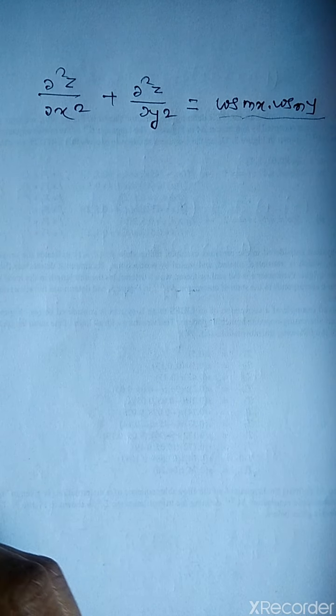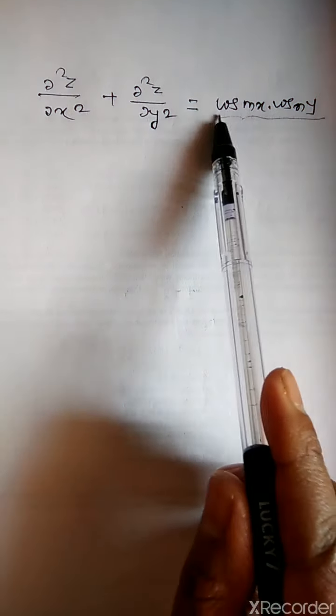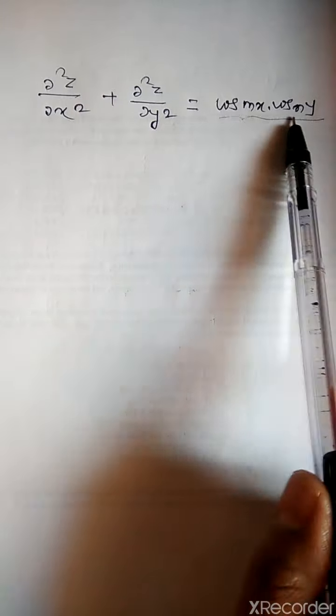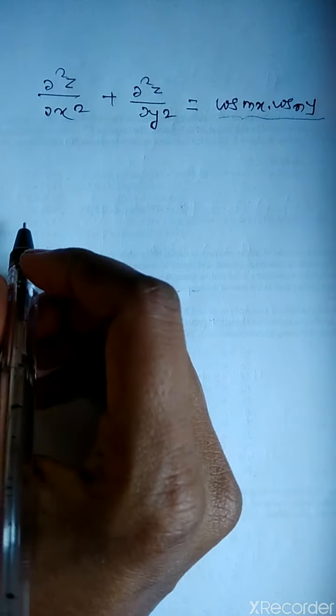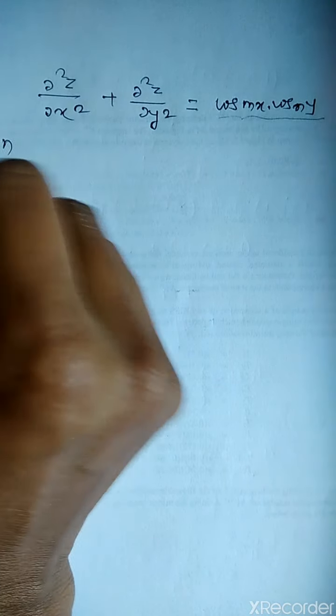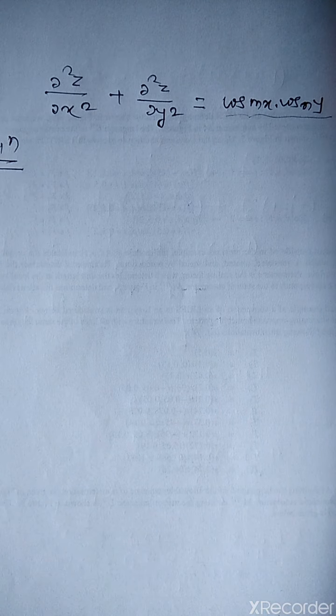So what we do here is first we divide this function into two separate parts. How can we do this? So let us take the solution of this question. So first we find the auxiliary equation.